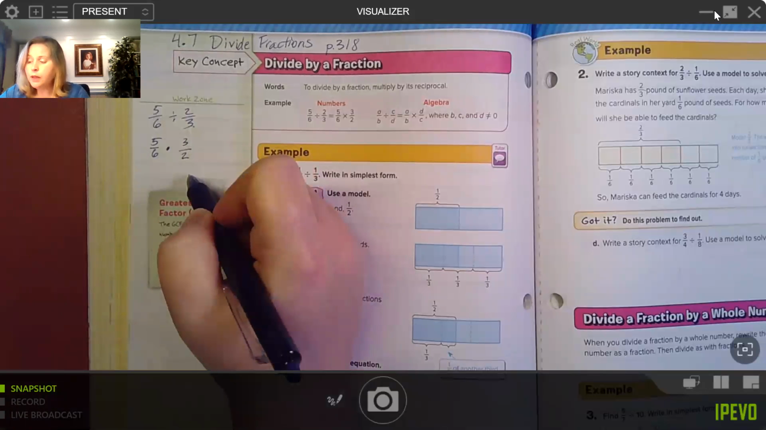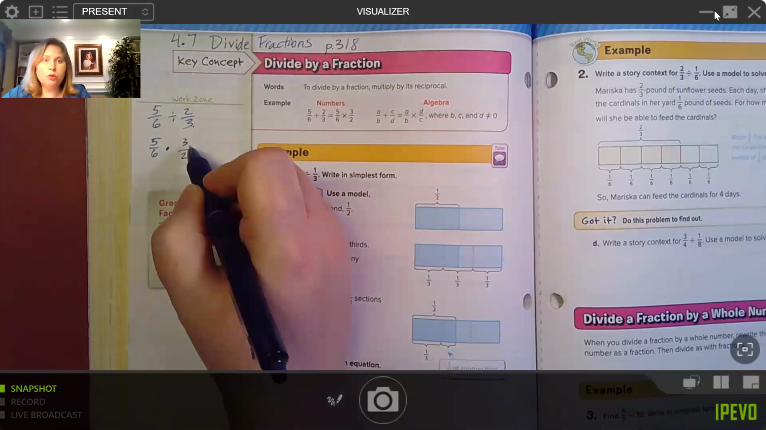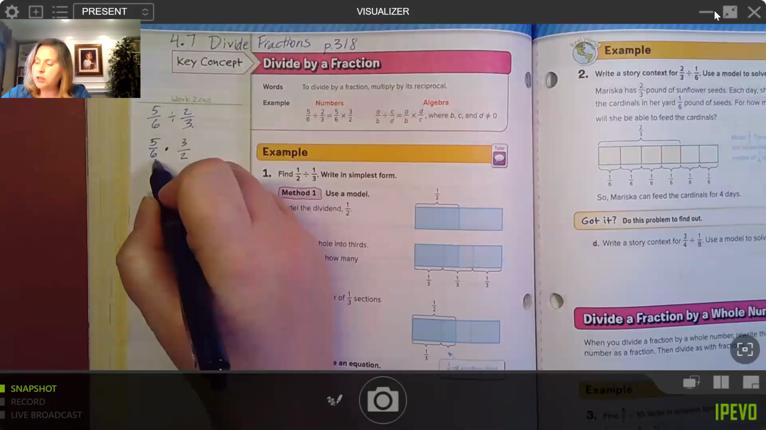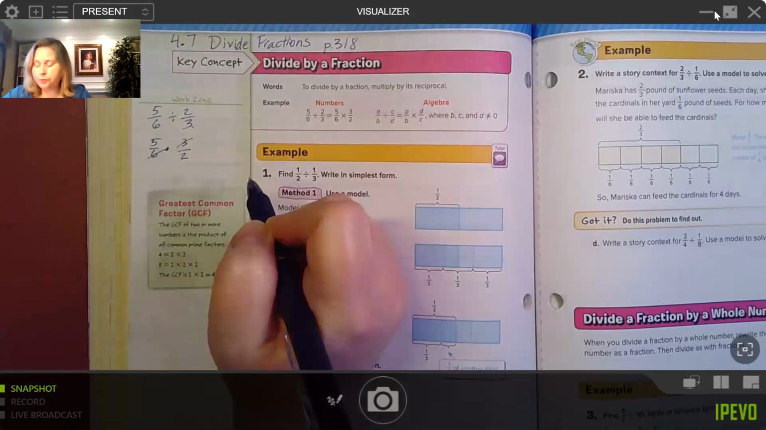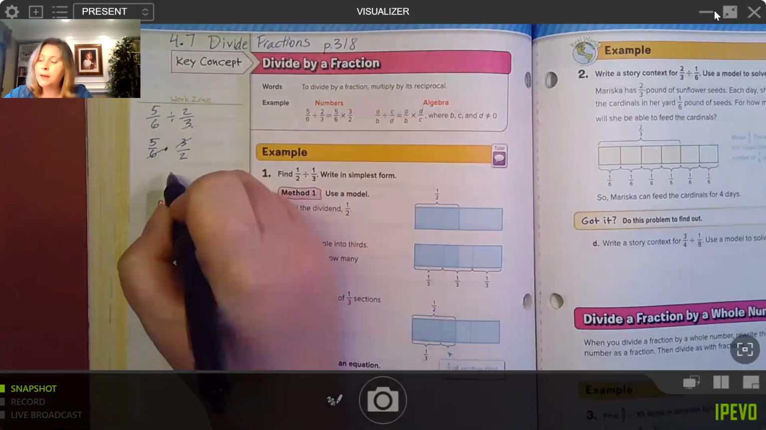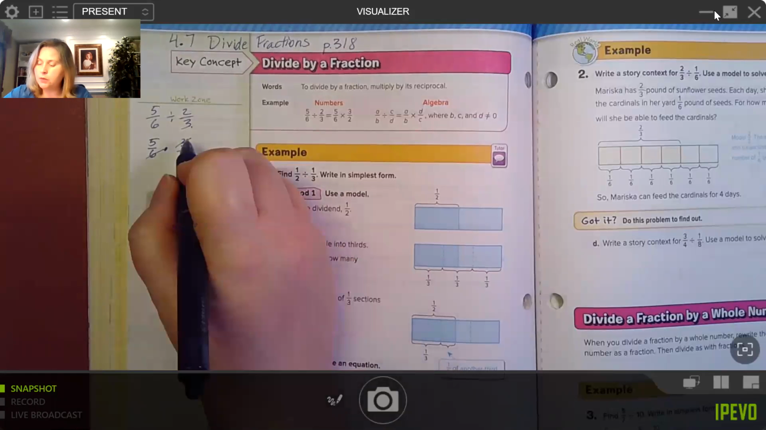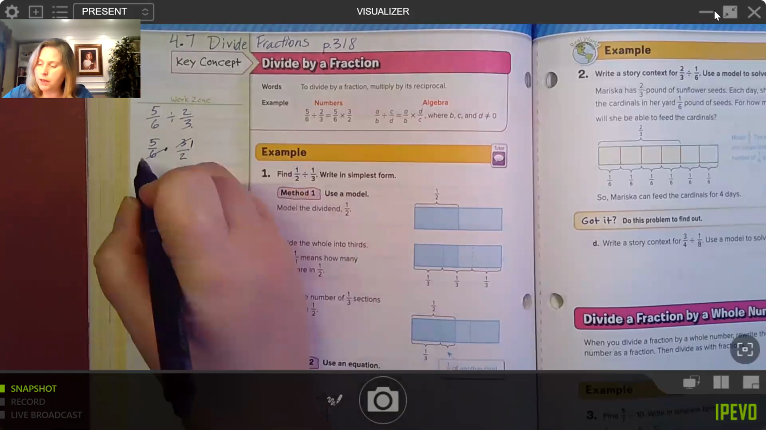Okay. And then we check and see if we can cross cancel. Anytime we can cross cancel, we want to do that because it's going to make our final answer closer to being simplified, or maybe even cause it to be totally simplified. So 3 and 6 are both divisible by 3. 3 divided by 3 is 1. 6 divided by 3 is 2.